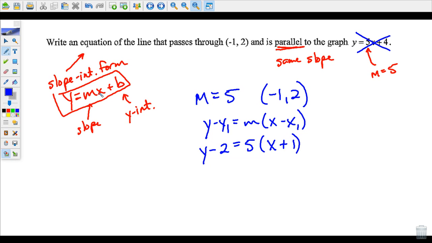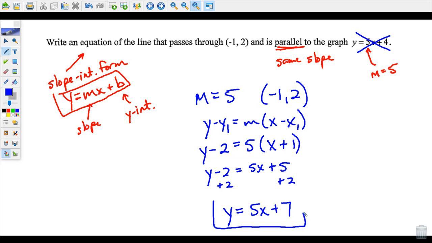We want to get it to slope intercept. So all I have to do is distribute, get y by itself. So 5 times x is 5x, 5 times 1 is 5. Now I just need to get rid of this -2 by adding 2 to both sides. And we get y equals 5x plus 7, and there's slope intercept form. Slope is 5, just like we saw up here, and then y-intercept turns out to be 7.